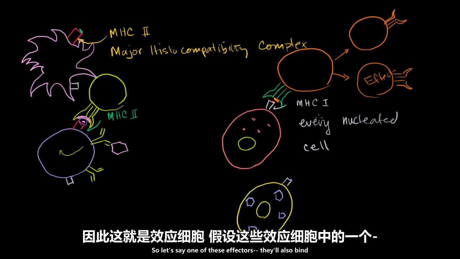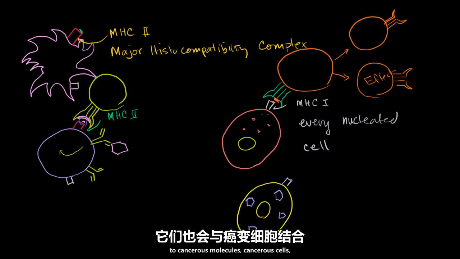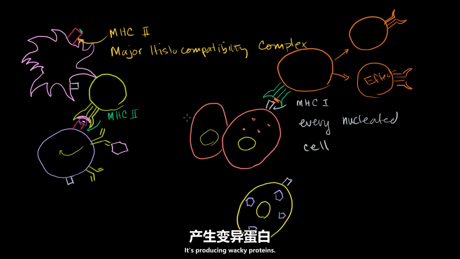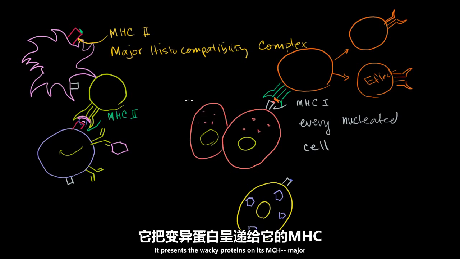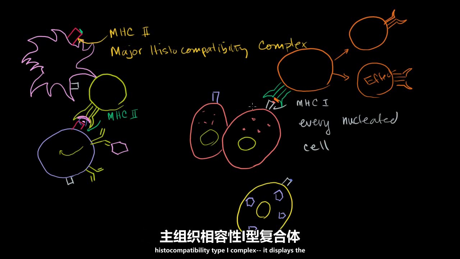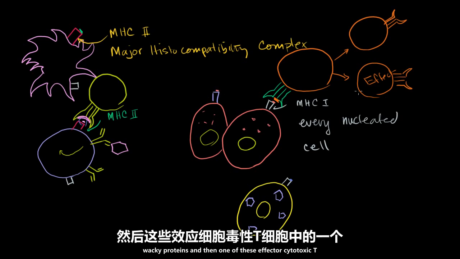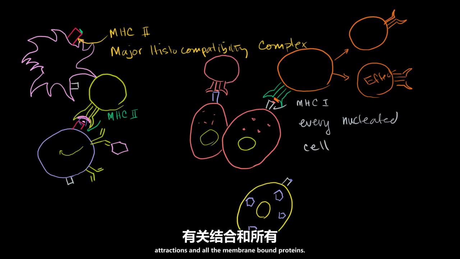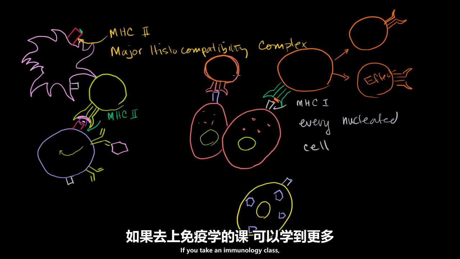So let's say one of these effectors will also bind to cancerous cells, just like this one. Let's say this cell has split, and there's another version of it right here. That's what cancer does. It divides aggressively. It's producing wacky proteins. It presents the wacky proteins on its major histocompatibility type 1 complex. It displays the wacky proteins. And then one of these effector cytotoxic T cells will be attracted to it, just like that. I'm not going into the details on what necessarily does the attraction and all the membrane-bound proteins. If you take an immunology class, you'll see more on that.